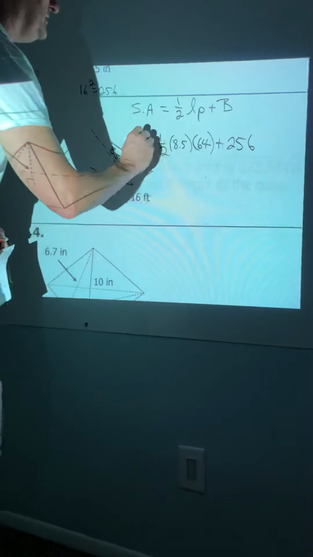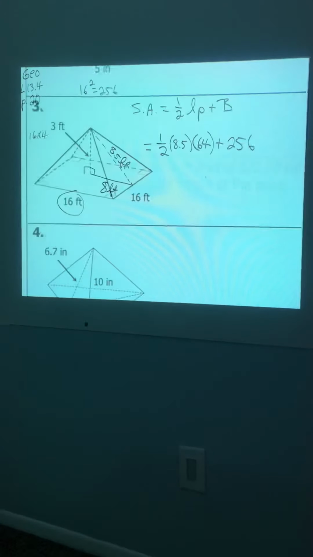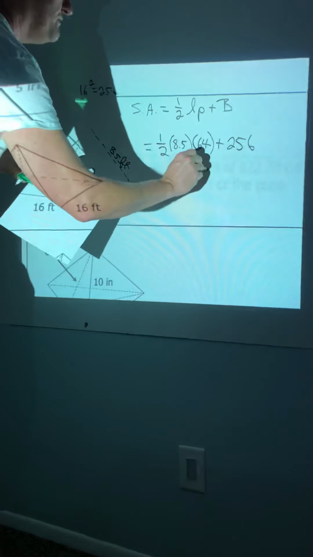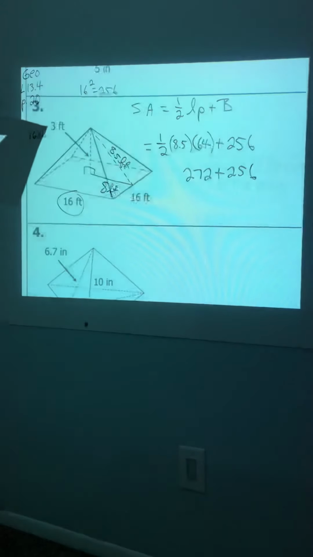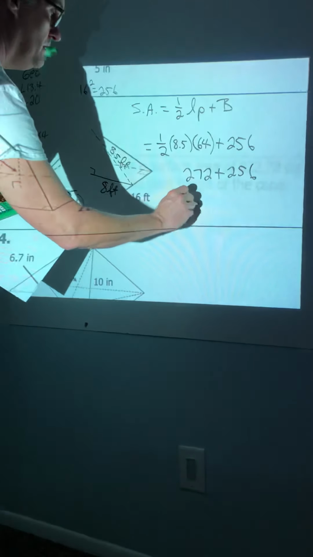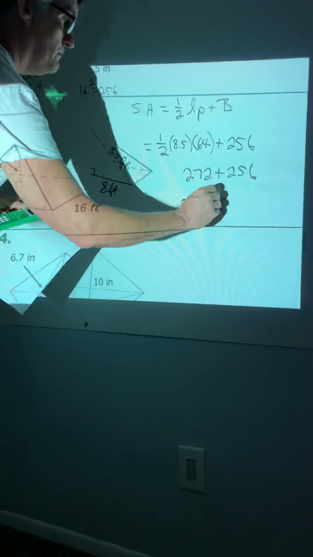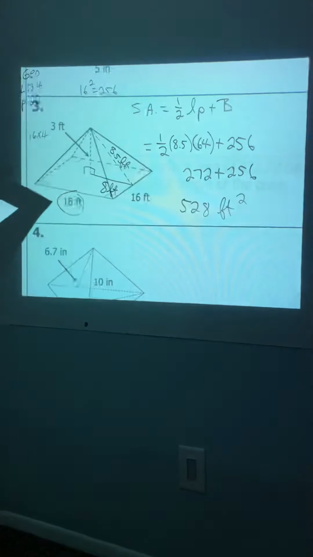Alright, what time is it? Almost quitting time, but it's calculator time. So I take my calculator, and I'm going to type in 0.5 for 1/2 times 8.5 times 64, and I get a grand total of 272 for this. I'm going to add the 256 and get a total of 528. Come back to the picture, feet, we're doing area, feet squared.